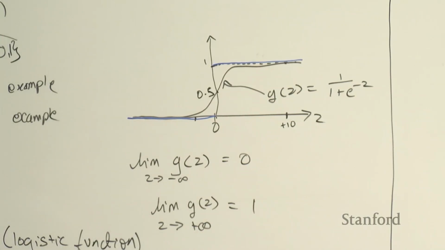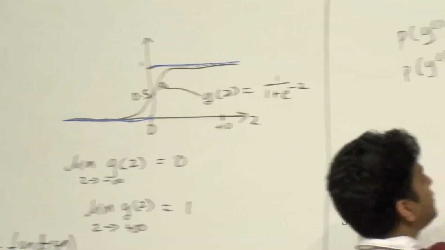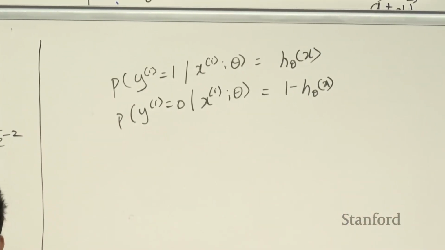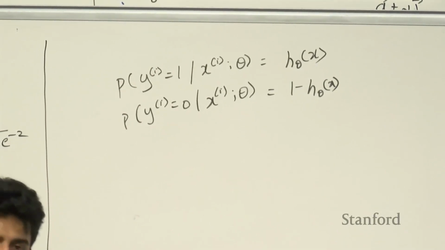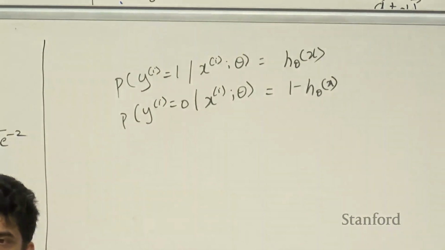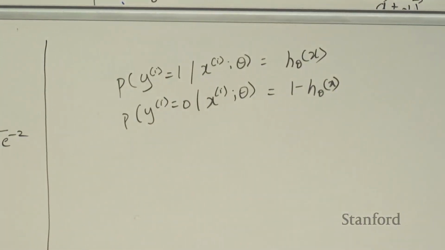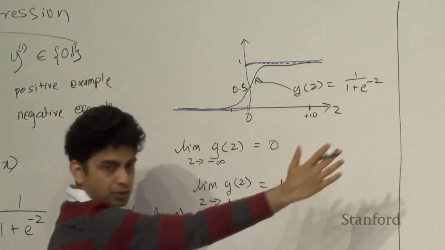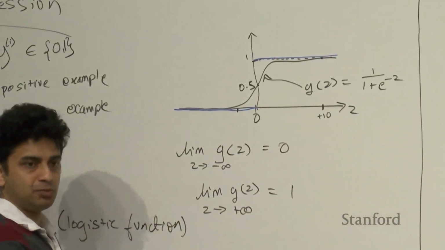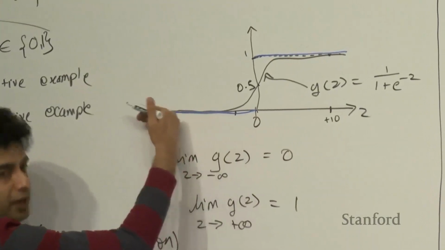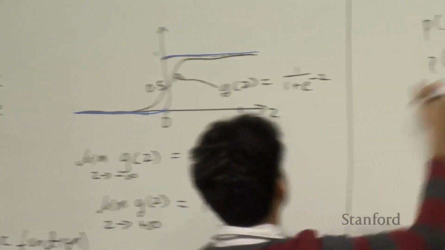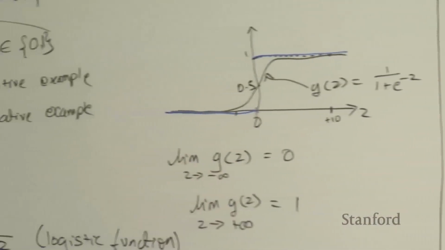So the interpretation here is that the output of h theta of x will be closer to 1 if the model thinks it is a positive example, and it's going to be closer to 0 if the model thinks it's a negative example. Because if it thinks it's a positive example, then you expect theta transpose x to be much bigger than 0. If theta transpose x is much smaller than 0, then it would give it a very low probability.